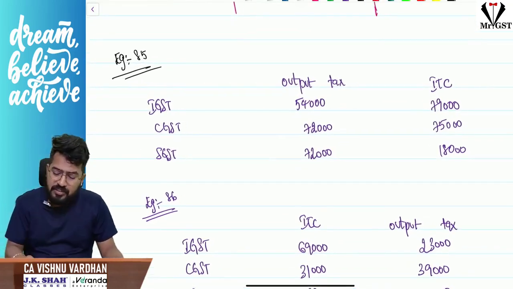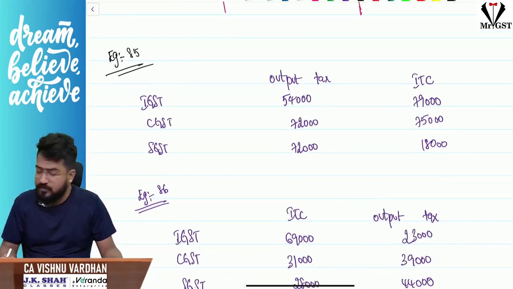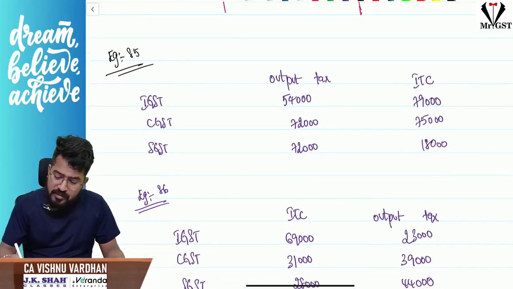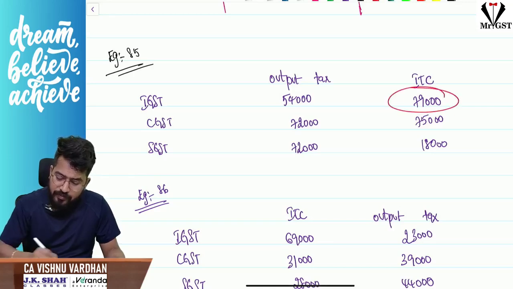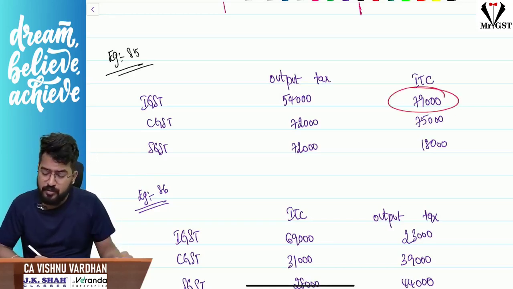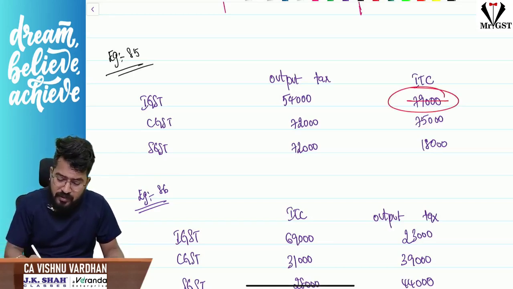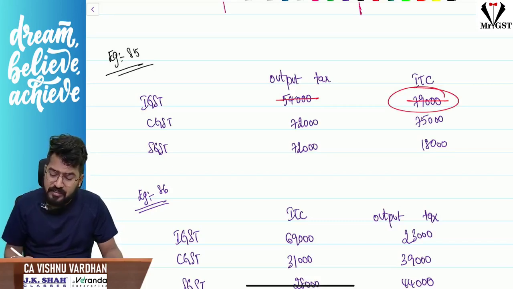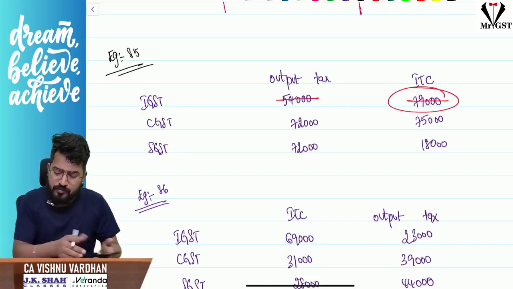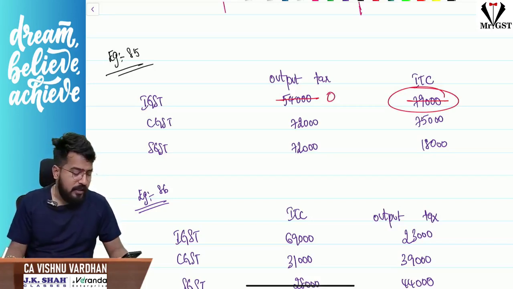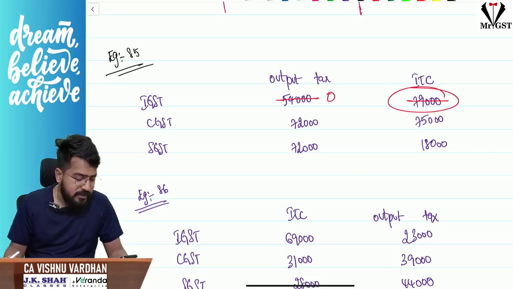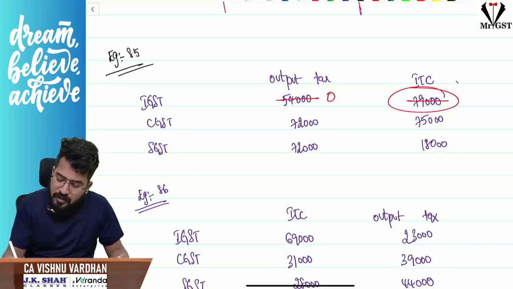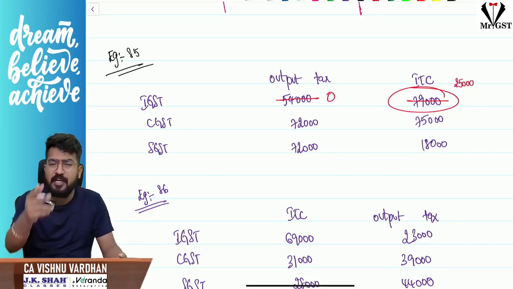See, imagine these are our output tax and input tax. Clear? So what is our first target? Our first target is to make this IGST ITC balance 0. For making it 0, you should use it for IGST payable. But here IGST payable is just 54,000, but ITC is 79,000. So IGST payable becomes 0, but ITC doesn't become 0. 79,000 minus 54,000, so still it will be 25,000. Your target is to make it 0.